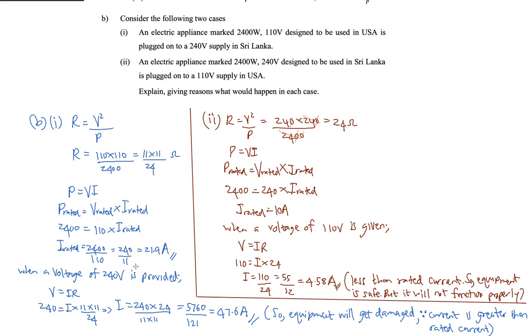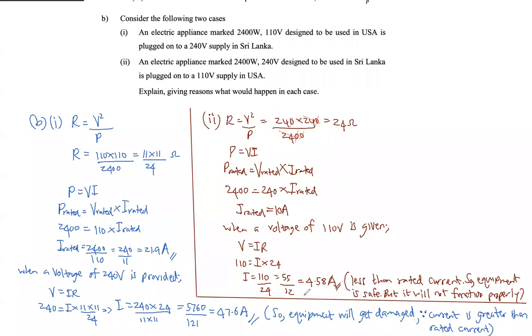As soon as you plug it in, the instrument will burn. It was too much current. Here, the current going through the equipment is 4.58 ampere, but the rated current is 10 ampere. That means for the proper, optimum functioning of the equipment, we need 10 ampere current.